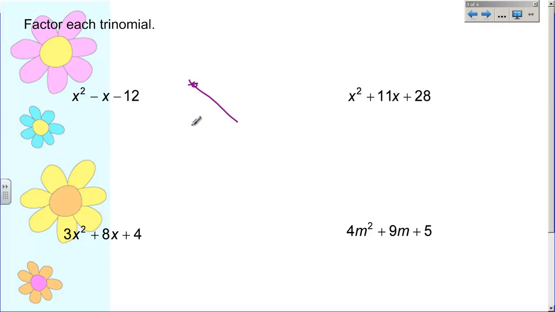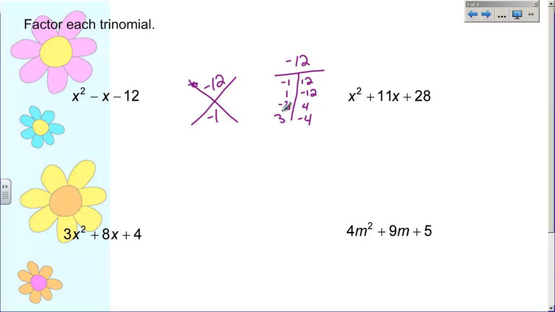Okay, we're going to draw an x that looks like this, and we're going to put the negative 12 right here because that's the last number. And then we're going to put down here in the bottom of our x the number in the middle. Well, there is a negative 1 in front of that x, so negative 1 goes right here. Now I'm going to list in this chart all of the factors that I can think of for negative 12. So I have negative 1 times 12 and 1 times negative 12. Then I have negative 3 times 4, and then I have 3 times negative 4.